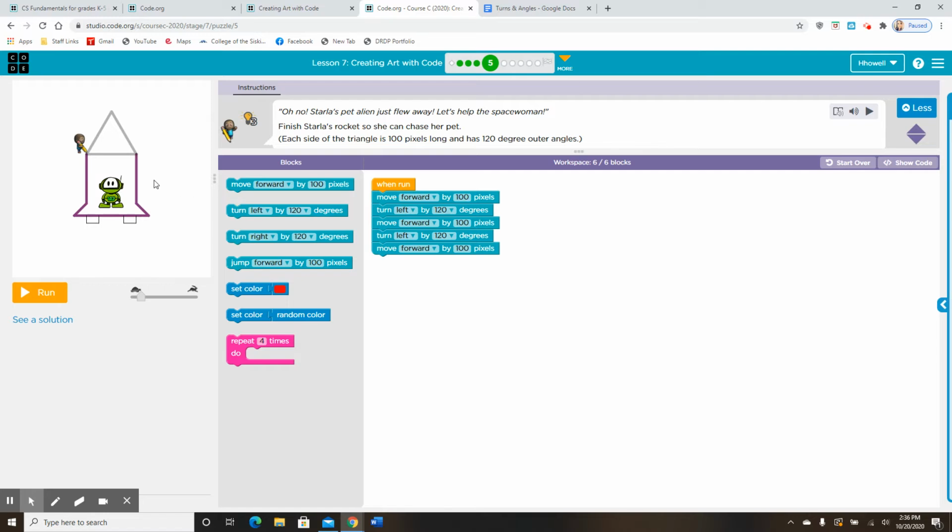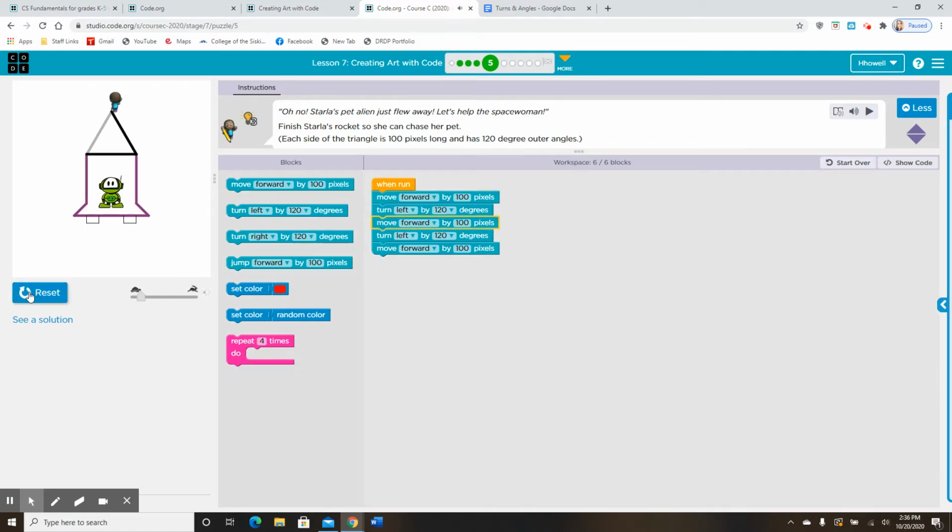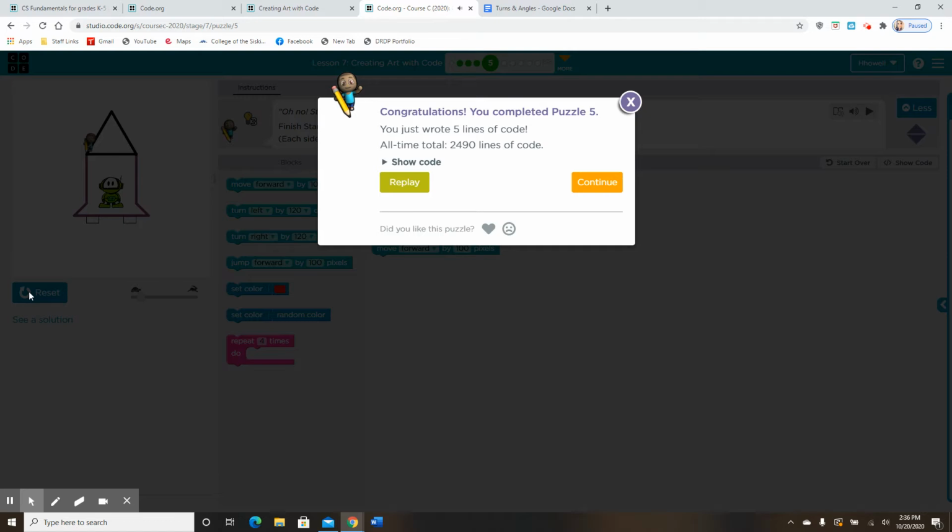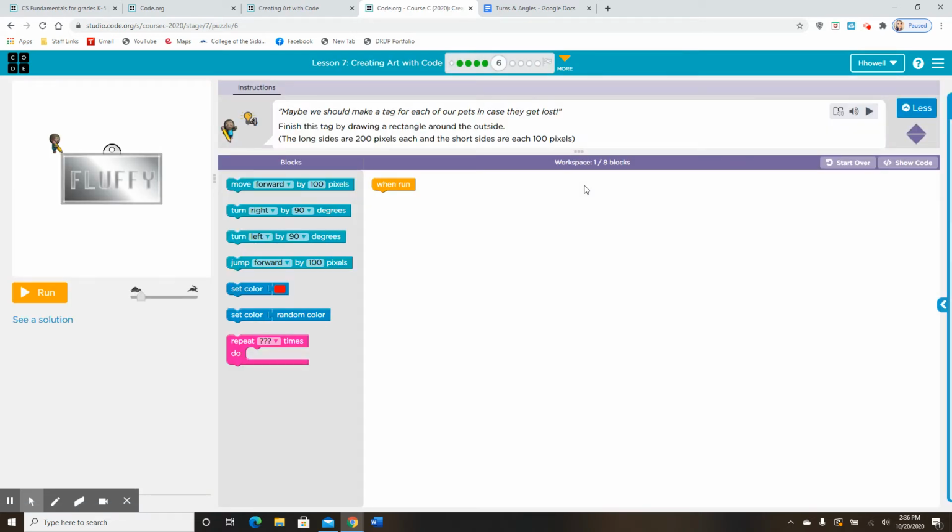So according to this, I'm going to move forward by 100 pixels. I'm going to turn left by 120 degrees, turn right, and then do it again by 120. So use this to your advantage that you can visually see it. I don't know if mine is right or not because I haven't run it, but let's see. All right, so mine didn't have any bugs in it that time, but I assure you, usually I have bugs.